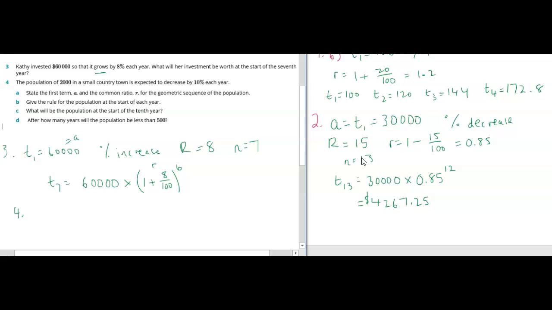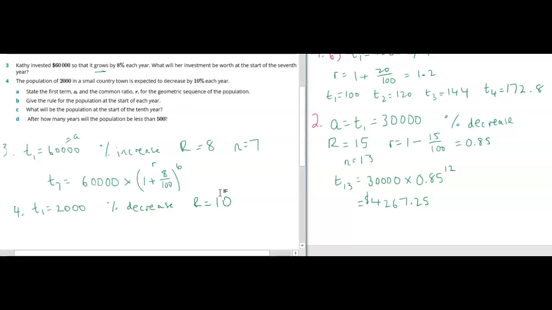The population of 2,000 in a small country town is expected to decrease by 10% each year. So we've got T1, so our starting value is 2,000. Remember that is also A. A is the same as T1. And it's percentage decrease. And the percentage it's decreasing is 10. State the first term and the common ratio.